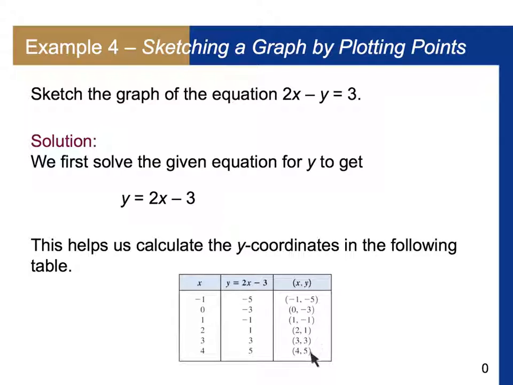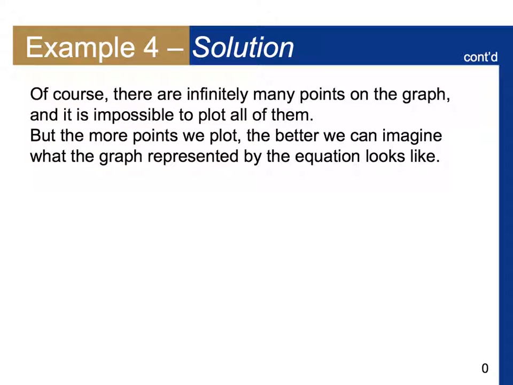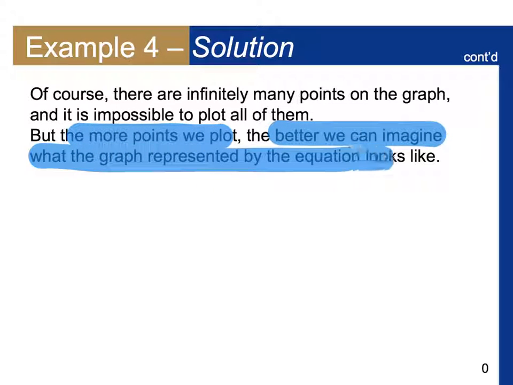So here are some ordered pairs. Now, because this is linear, these points should line up. They should be collinear. Collinear means the points line up in a line. And then we can graph that. We probably don't need this many points. We could probably graph it with 3. And generally, the more points we plot, the better we can imagine what the graph represented by the equation looks like.